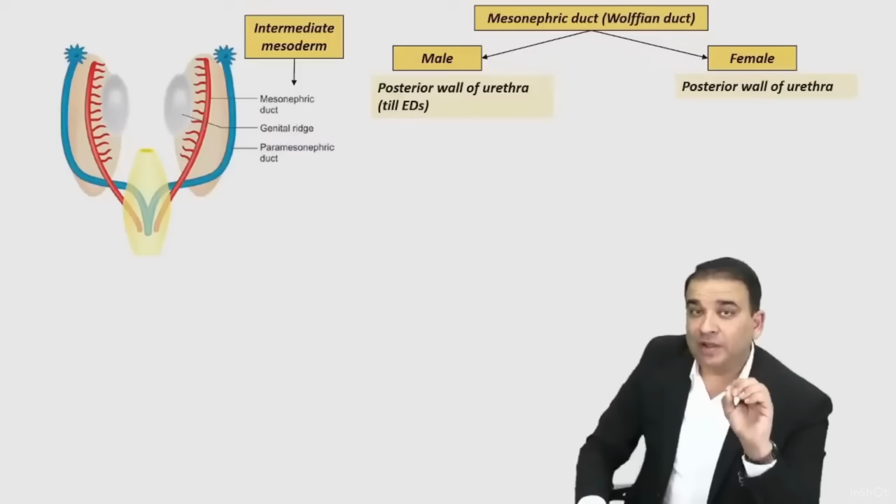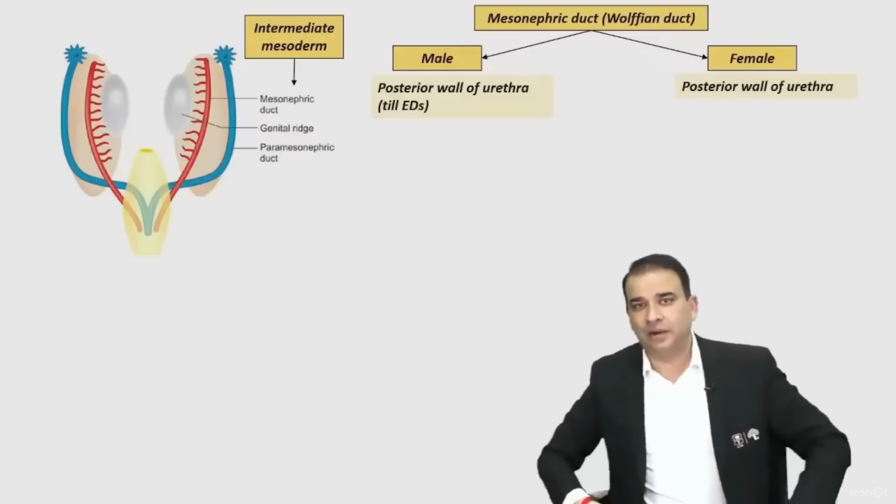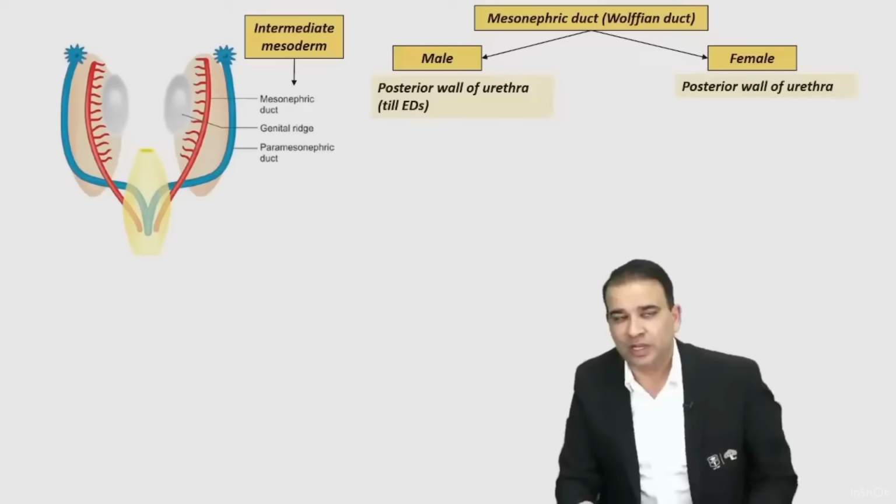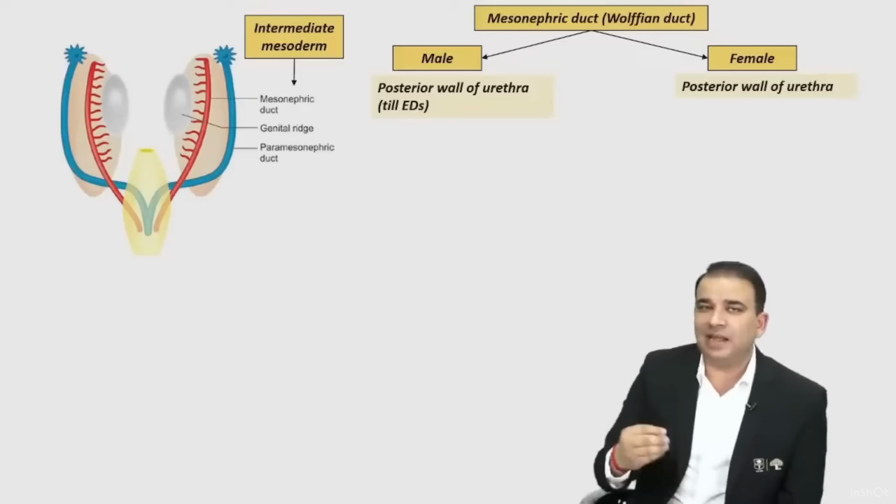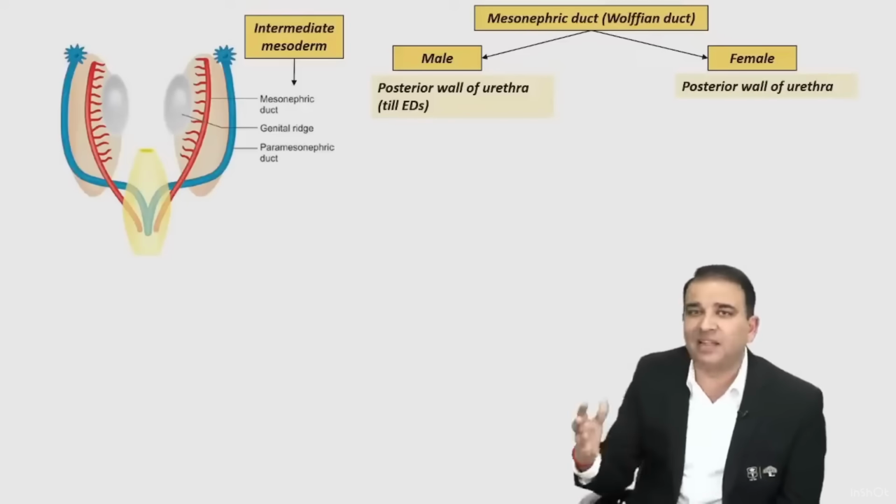Then ureteric bud and derivatives. Now ureteric bud is derived from the mesonephric duct only. Ureteric bud is something which will give rise to the entire collecting portion of the kidney. The entire collecting portion of the kidney.